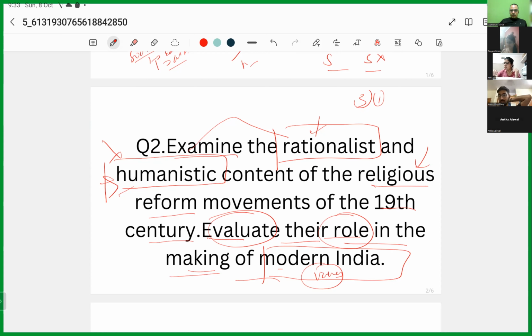Okay. Now you are scattering just points here and there. Let me tell you how to structure it. It came to my mind: modern India. What is modern India actually? Your constitution. Now, how these reforms have impacted your constitution?